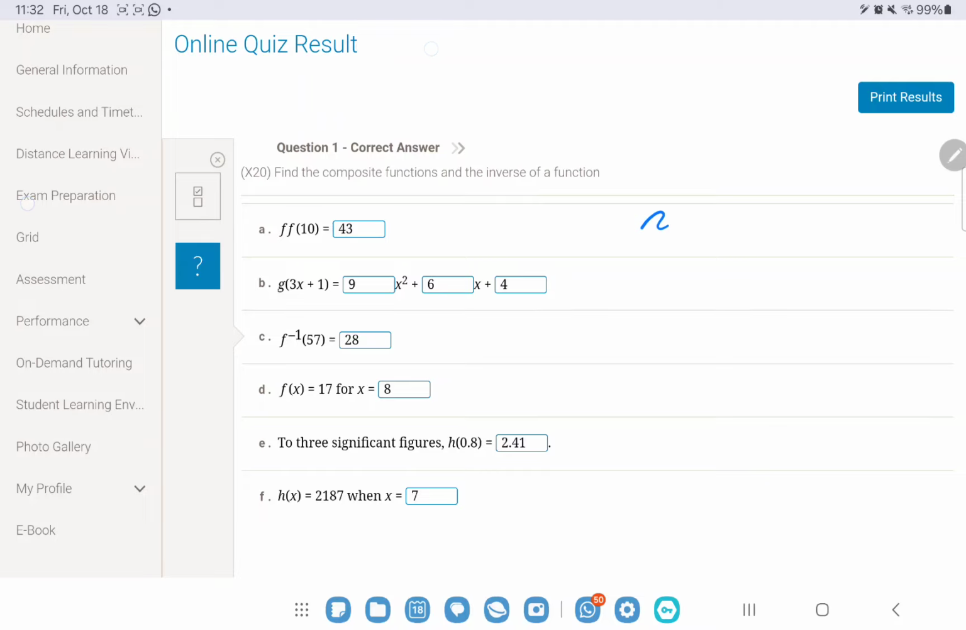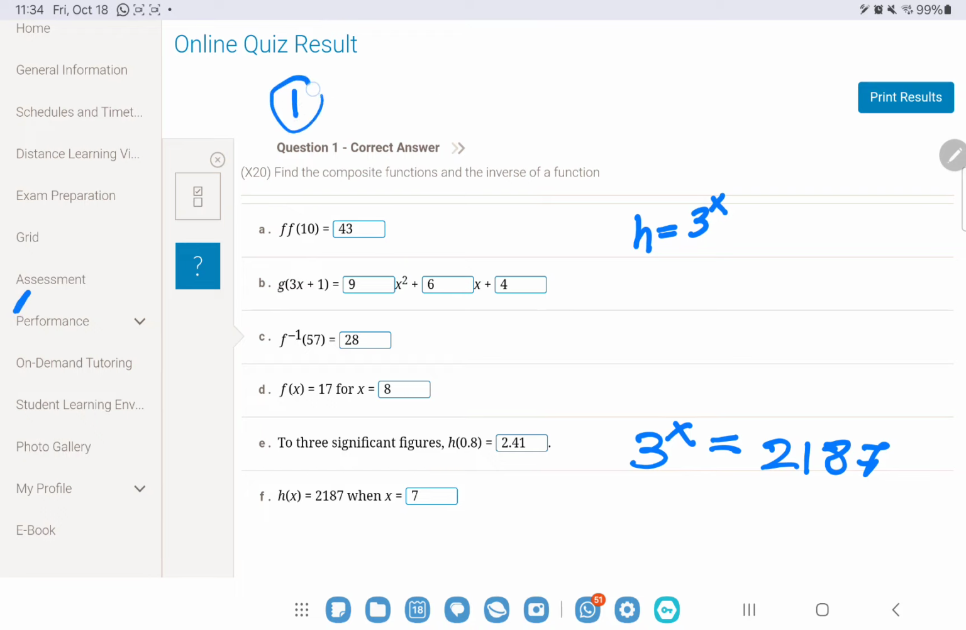But anyways, so h of x, we said it's equal to 3 to the power of x. Now we know 3 to the power of x equals 2187. Now we need to find x. So how we do this is, there are two ways we could do it. One is on your calculator, and the second is if you want to do it by hand. I'm going to show you both.